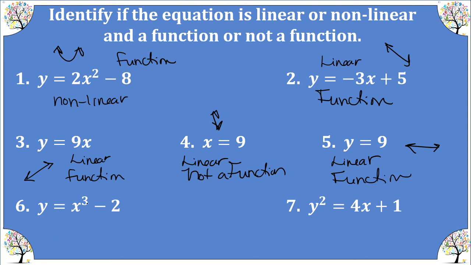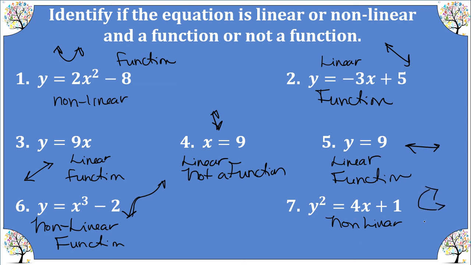Number 6, this is nonlinear. This 3 made it nonlinear and it looks like this. It's called a cubic function. You don't need to know that, but this is what it looks like and it is a function. And then we just demonstrated that when we have y squared, first of all, we know it's nonlinear because this exponent's not a 1. And it is the horizontal parabola. It doesn't pass the vertical line test, so it's also not a function.